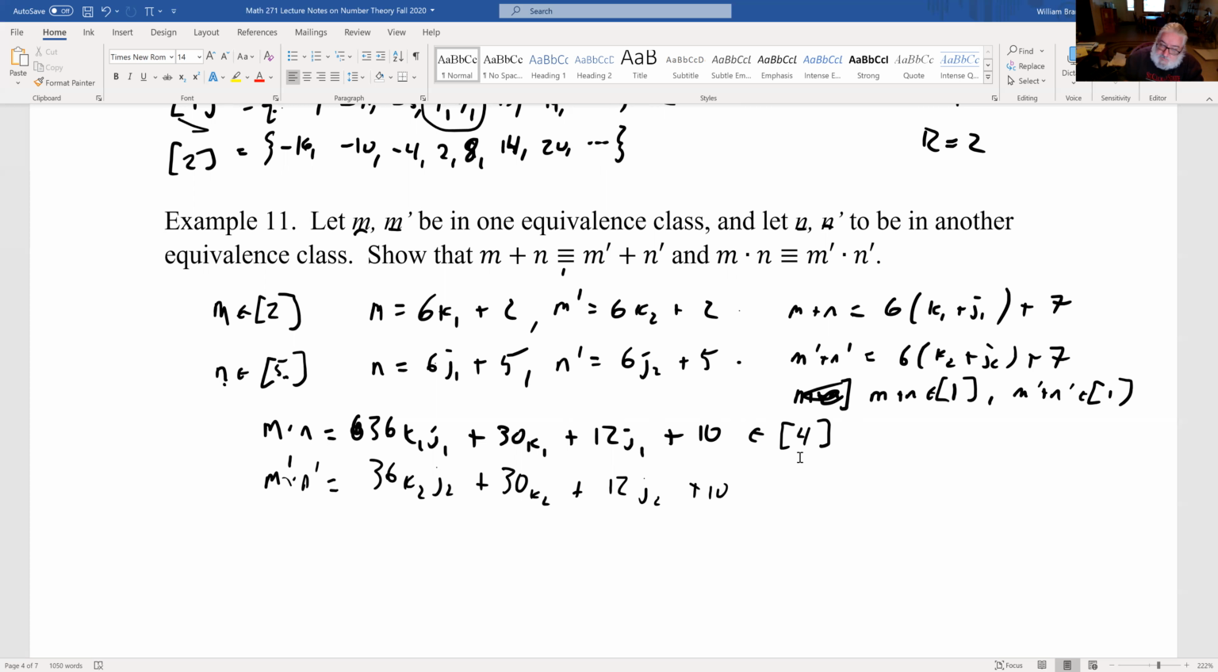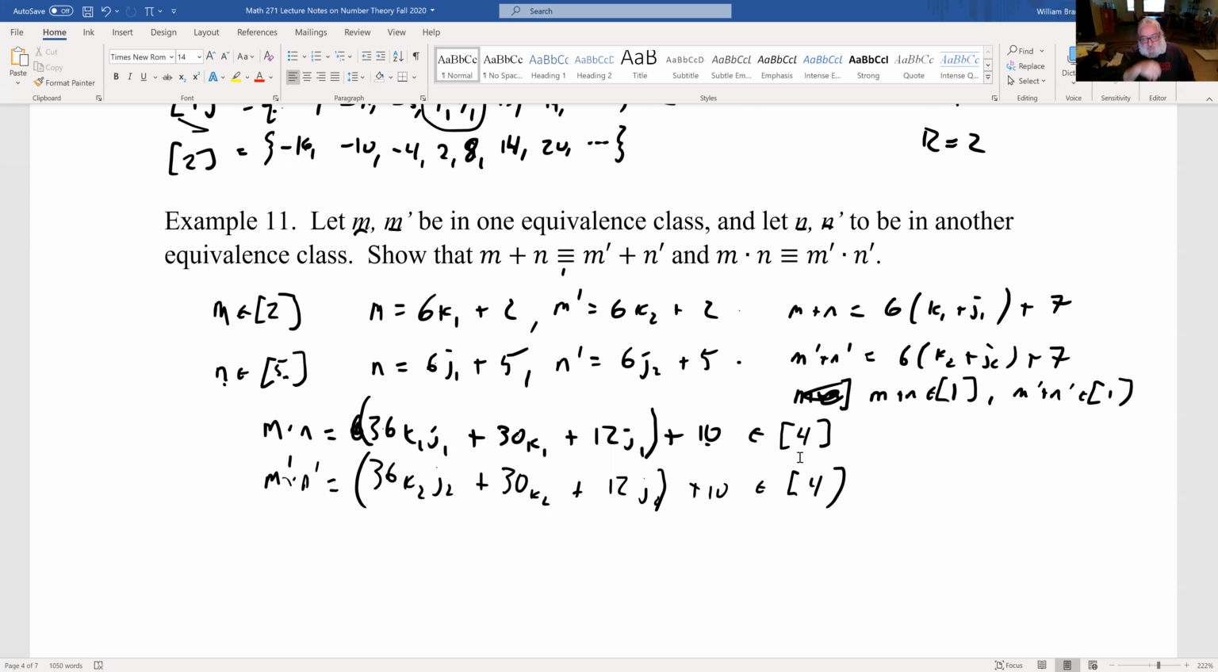Because what do you get when you divide 10 by 6? You get a remainder of 4. This is also in the equivalence class of 4. Note that this whole thing is divisible by 6, so it doesn't contribute to the remainder. Likewise, this is divisible by 6. 36, 30, and 12 all divisible by 6.